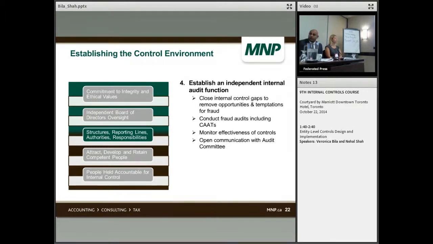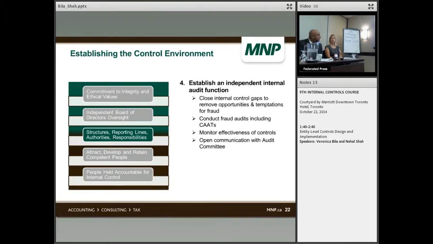Having in place a formal internal audit plan, typically we see that being a 3-year plan that's been approved by the audit committee, and it also includes fraud type audits, which is a new part of the COSO 2013 framework. That's a better practice as well.